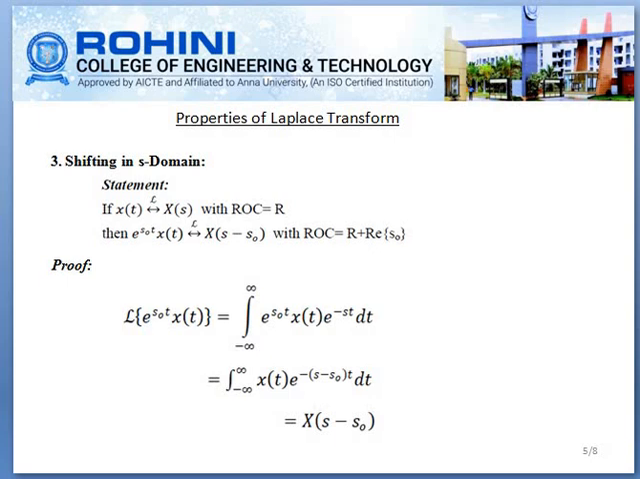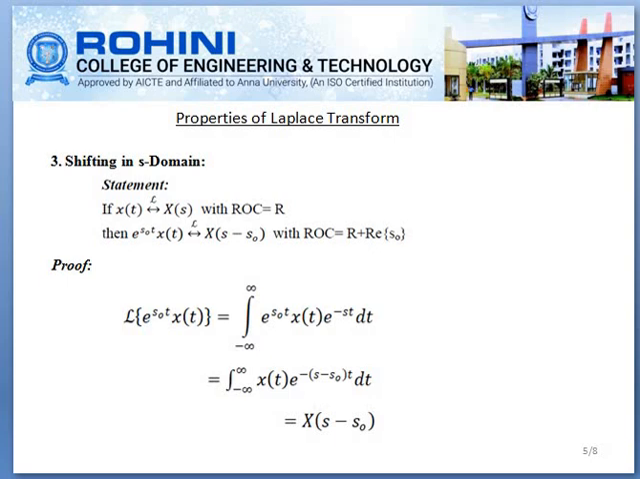Shifting in s domain: x of t Laplace transform is X of s with ROC capital R. Then e power s naught t x of t Laplace transform gives X of s minus s naught with ROC equal to R plus real part of s naught.